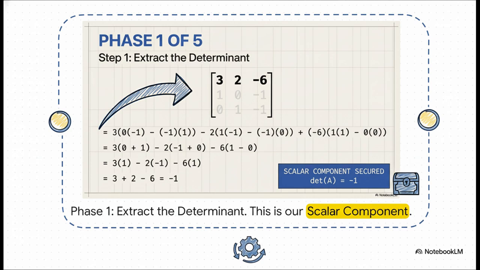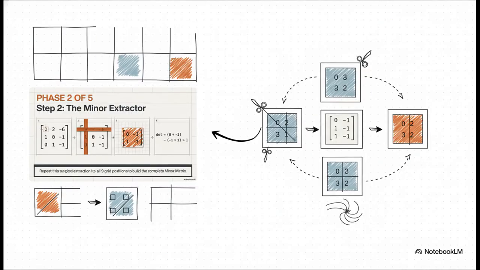Perfect. We're just going to set that value on a shelf for now. We're going to need it for the final assembly at the very end. Okay, on to phase 2, the minor extractor. This is where we start building the main body of our inverse, what I call the grid component.